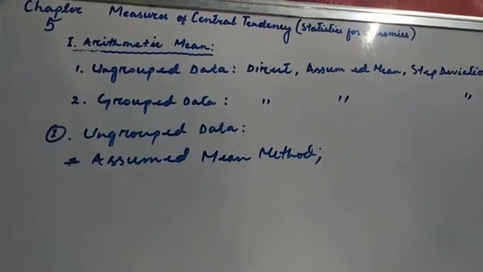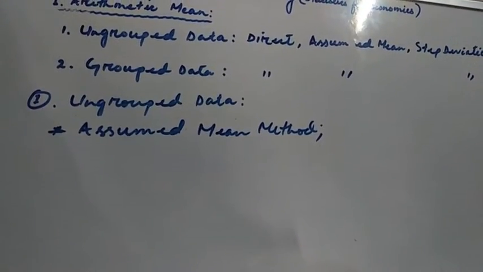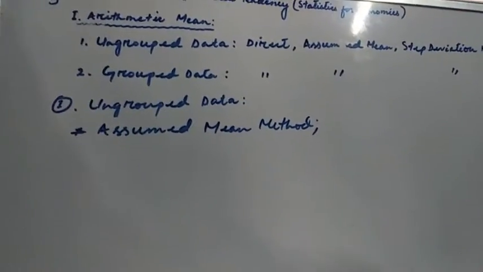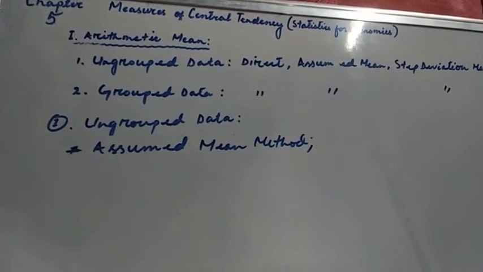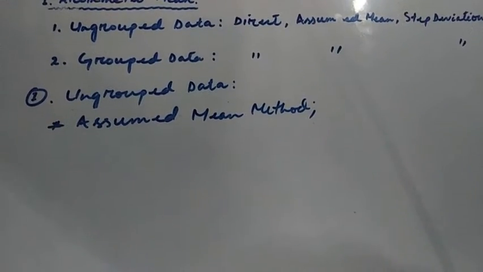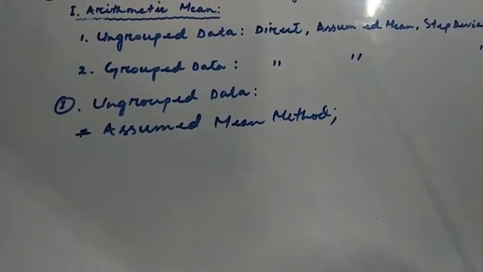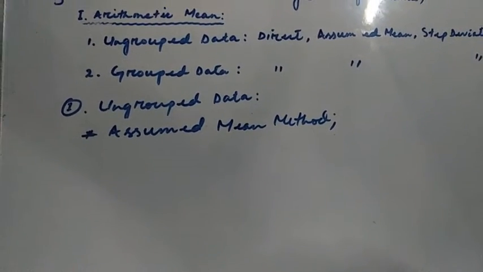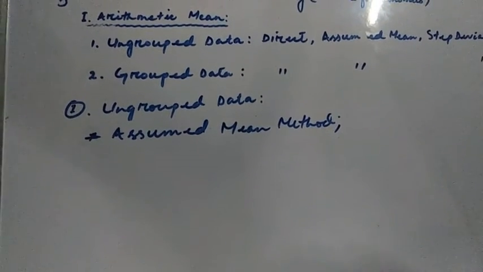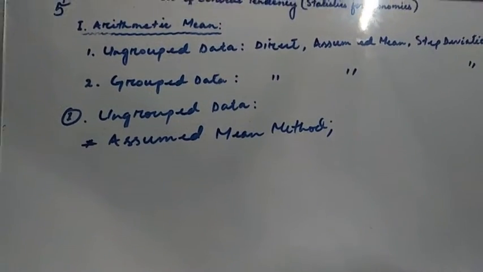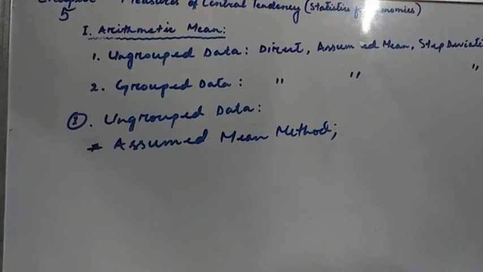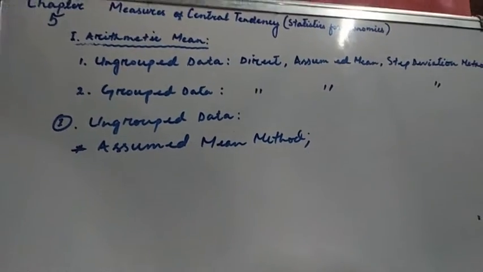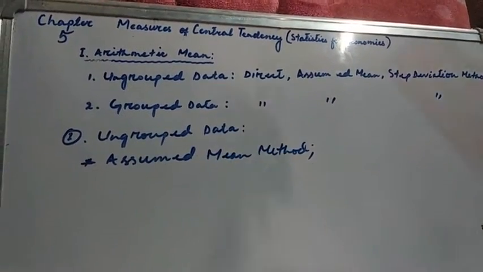So next up, under ungrouped data, we have the assumed mean method. We have discussed the direct method. There are certain cases where we are not able to apply the direct method. Suppose the number of observations in the data is more, or the figures are very large, so it is difficult to compute the arithmetic mean by the direct method. So the computation can be made easier by using this assumed mean method.